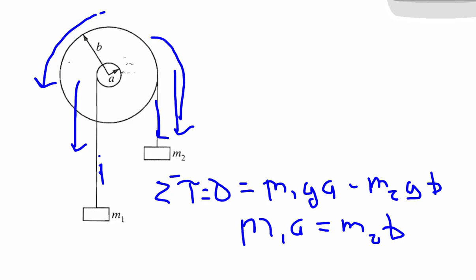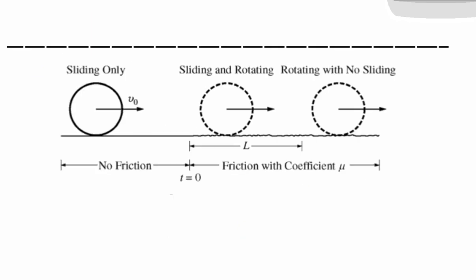Okay. Our next question here, we're looking at it for mechanics. It's a situation where we have a hoop that starts off sliding only, then slides and rotates, and then rotates, okay, with no sliding. So let's just look at the situation here. Now, of course, if it's sliding only with no friction, then that means V naught is just equal to a constant then.